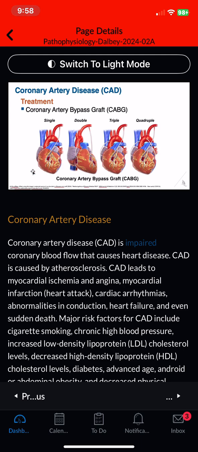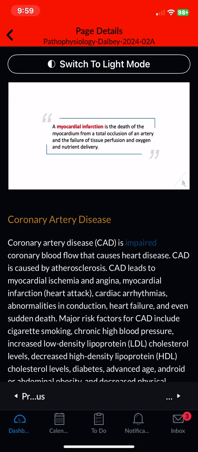So you might hear people who say they had a double or triple or quadruple bypass. And what that means is it's the number of bypasses put in place to restore that blood flow. A result of CAD can be a myocardial infarction. By definition, a myocardial infarction is the death of the myocardium from a total occlusion of any artery and the failure of the tissue to perfuse and get oxygen and nutrient delivery.